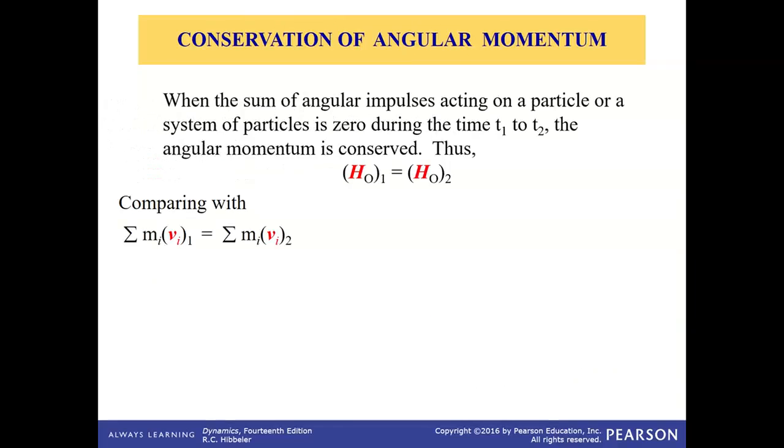And now we'll talk about the conservation of angular momentum. When the sum of angular impulses acting on a particle or a system of particles during the time from t1 to t2 is 0, then the angular momentum is conserved. That means there is no angular impulse. Angular momentum at the beginning is same as angular momentum at the end. So HO1 is same as HO2. When there are more than one particles, this equation is very similar to conservation of linear momentum that we have studied, that is sigma mivi1 is equal to sigma mivi2.